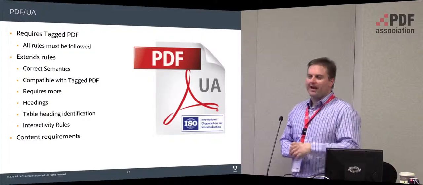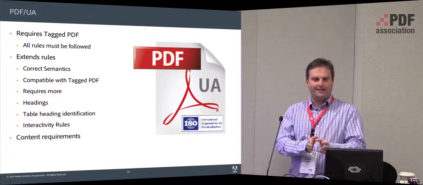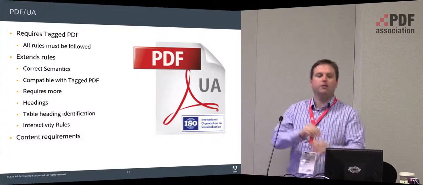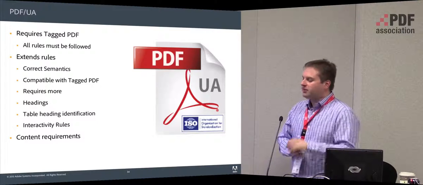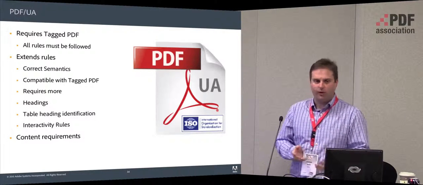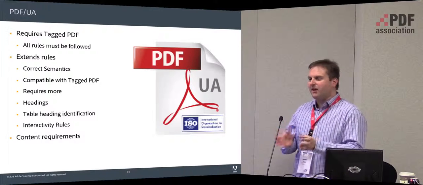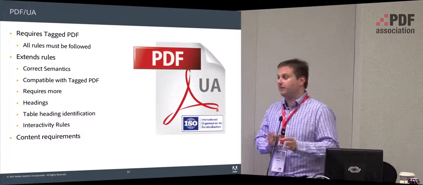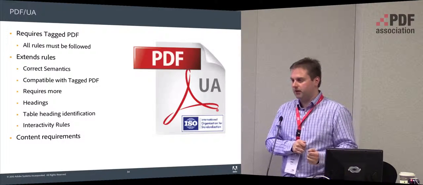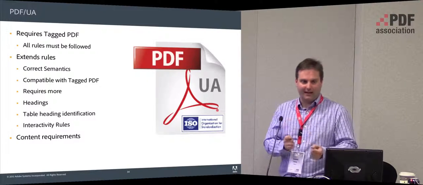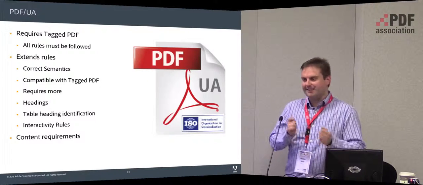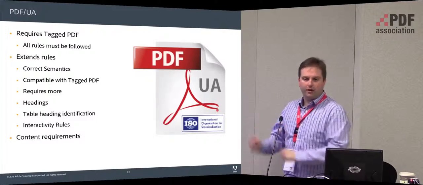We require some things around headings that I already talked about. The headings have to proceed in logical order. You can't jump levels. There are interactivity rules and content requirements, but 95% of PDF UA is tagged PDF and using it correctly. And that's why it's so important that tagged PDF be done well, because it's a stepping stone to good PDF UA documents.